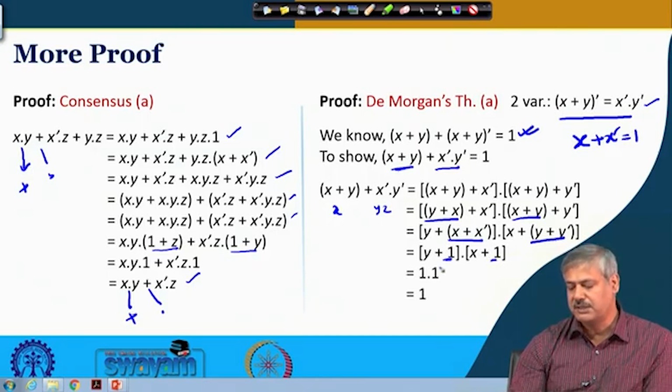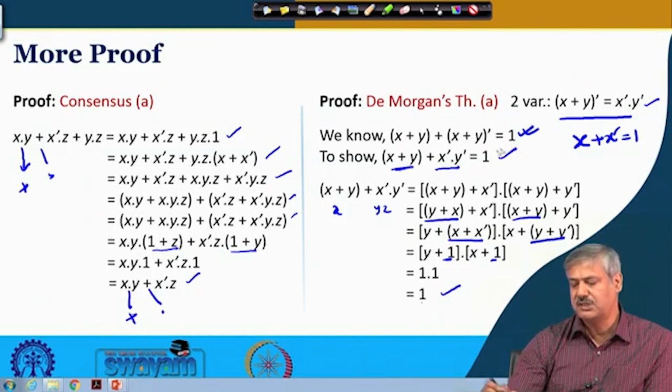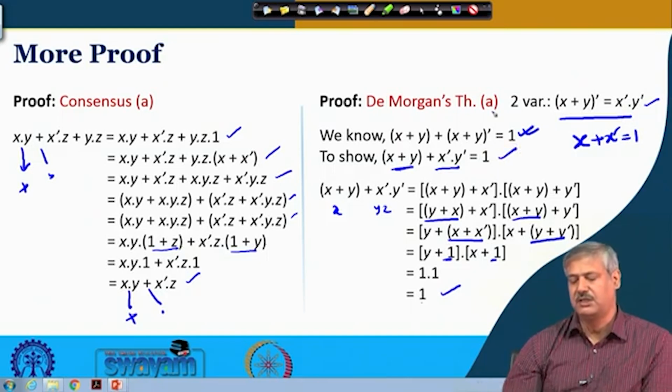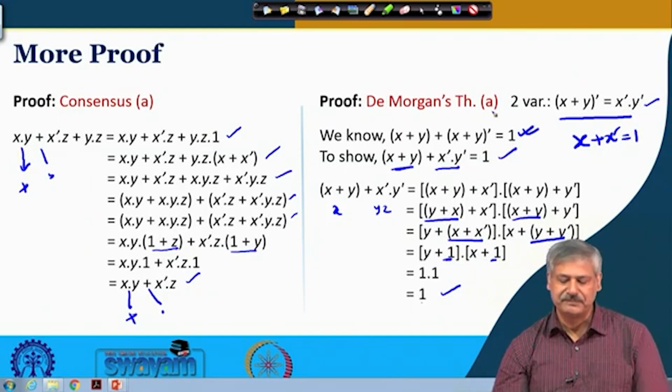Then you can look at the identity, null relationship. So, this is 1 and this is also 1, together you get 1. So, now we can see that this is true. So, the other one is also true.